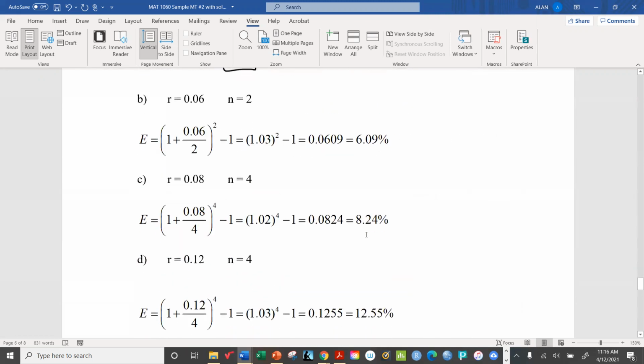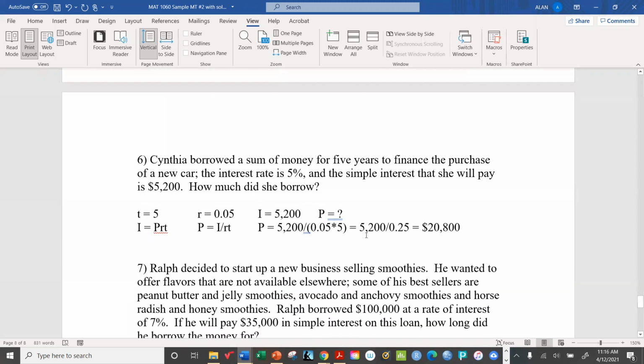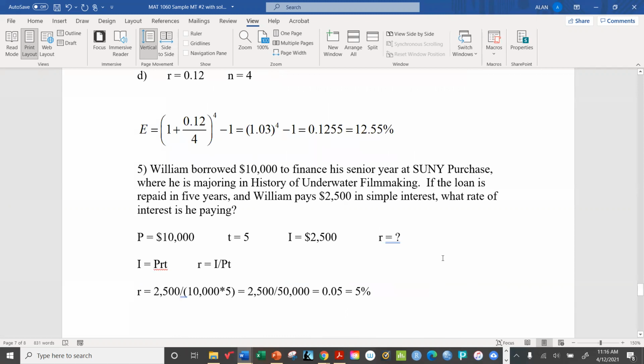Okay, let's see, where are we? Oh, here we go. Number 5. So here's William, who's borrowing $10,000 to finance his senior year at SUNY Purchase, where he's majoring in the history of underwater filmmaking. Well, that sounds intriguing. The loan is repaid in 5 years, and he's paying $2,500 in simple interest. If that's the case, what rate of interest is he being charged by the bank?